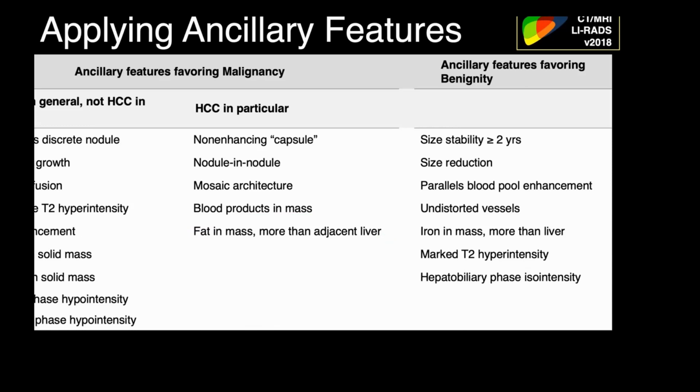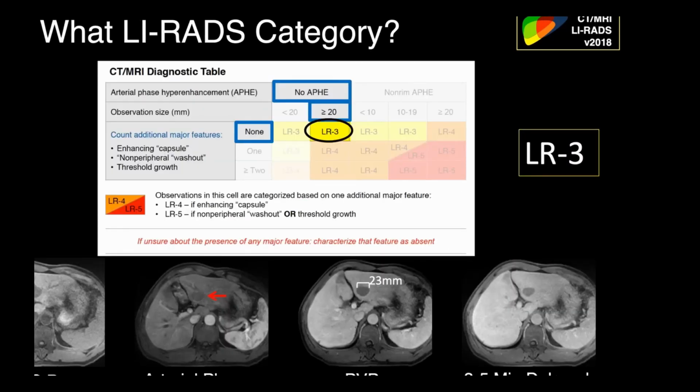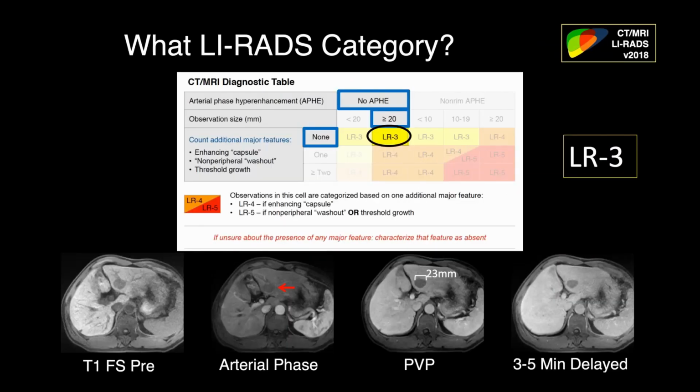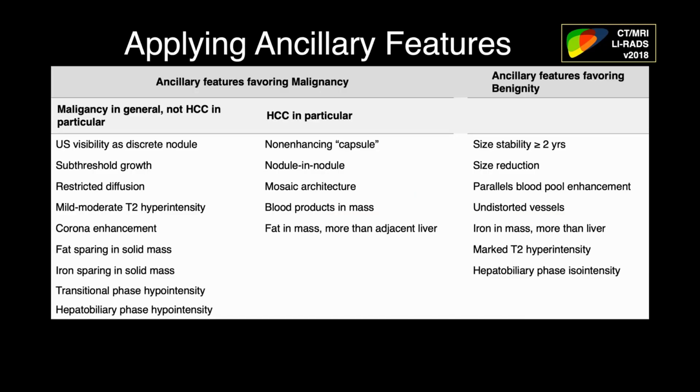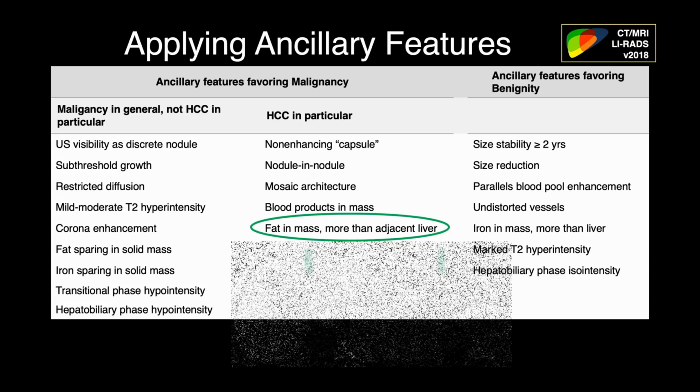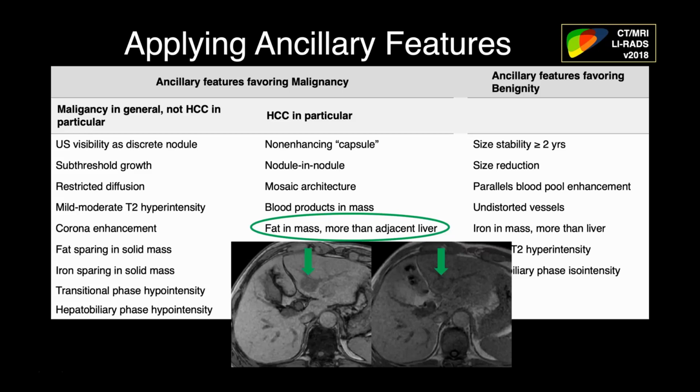Okay, let me just go back here. So we ended up with a LI-RADS 3 based on major features using the diagnostic table. So let's apply those ancillary features now to see where and if that can help in our diagnosis and our final category. So we see that there's fat in the mass, more than in the adjacent liver. You can see on opposed phase and in phase imaging that this clearly has intracellular lipid.